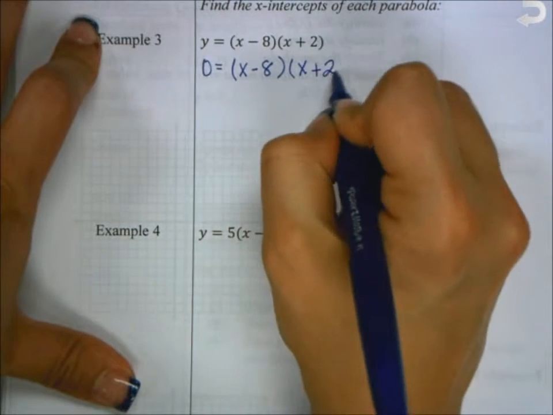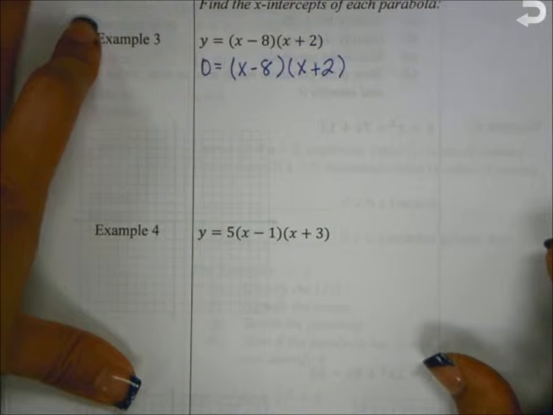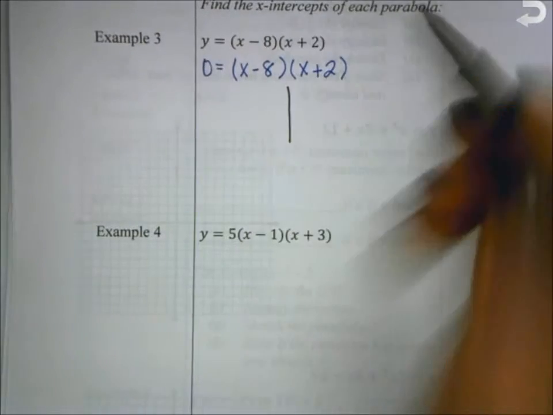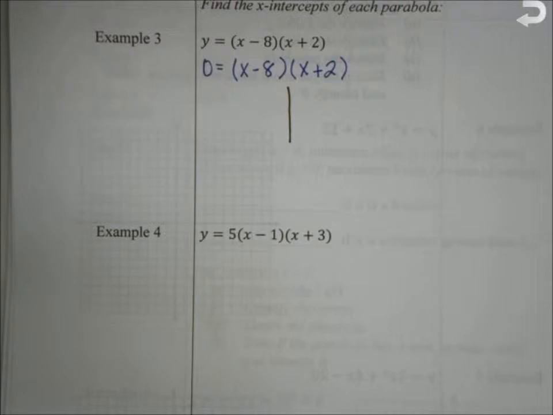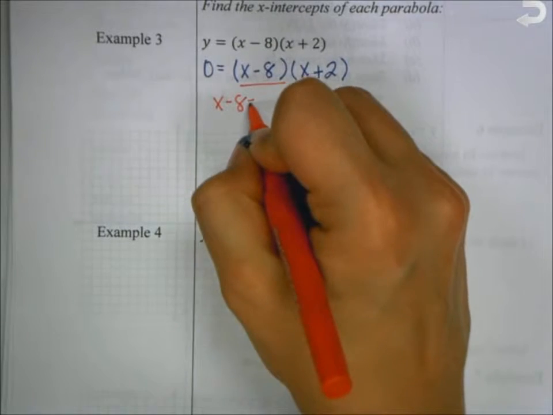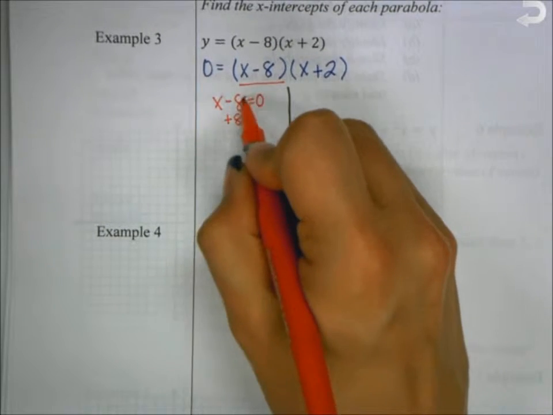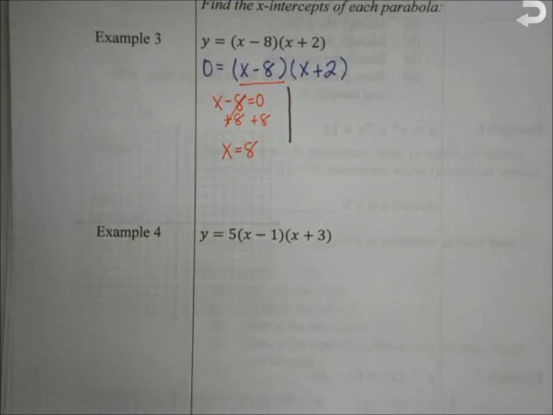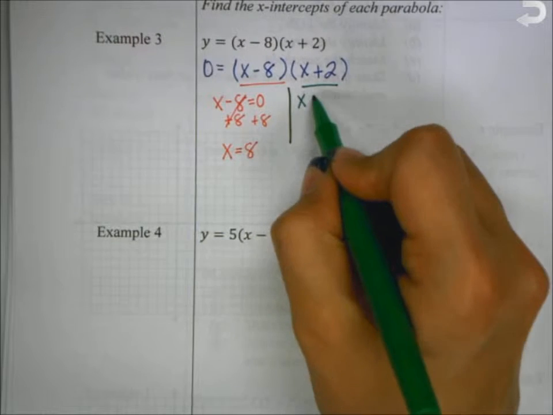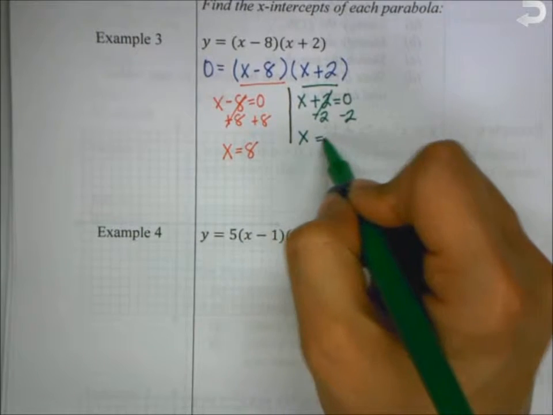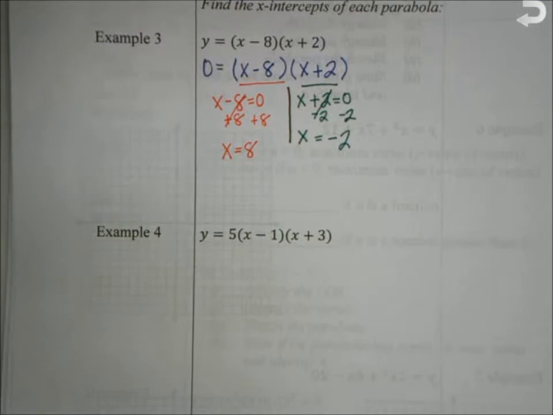Okay, and this is nice because it's already factored for me. So what am I going to do? Set each one equal to 0. So we have x minus 8 equals 0. We add 8 to both sides. So x equals 8. And x plus 2 equals 0. So x equals negative 2. So those are our two x-intercepts.